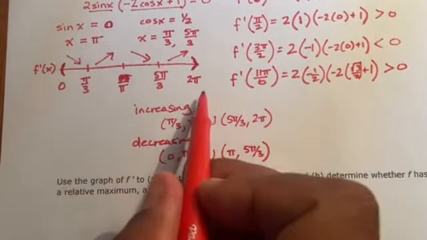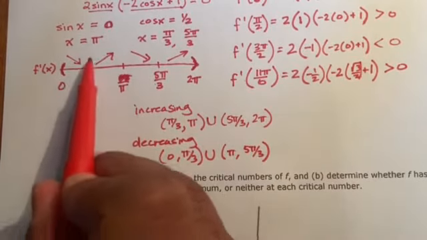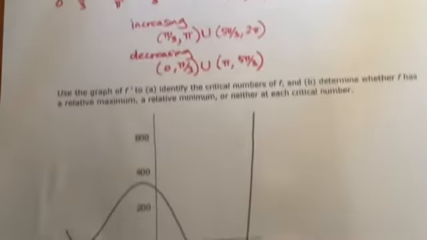I don't know what the y values are, right? In order to find the y values, I have to put these values back into the original function. But I can tell the x values where the relative minima and maxima occur, all right?